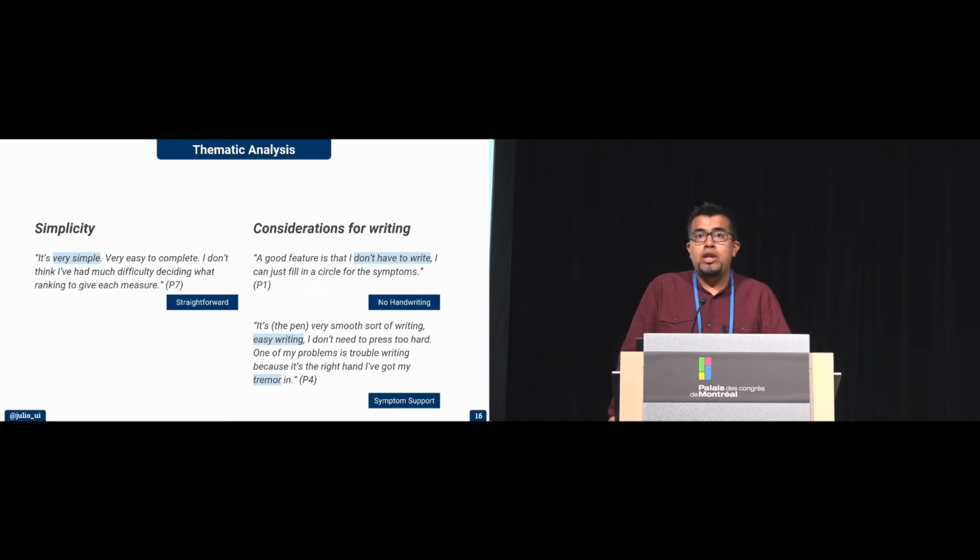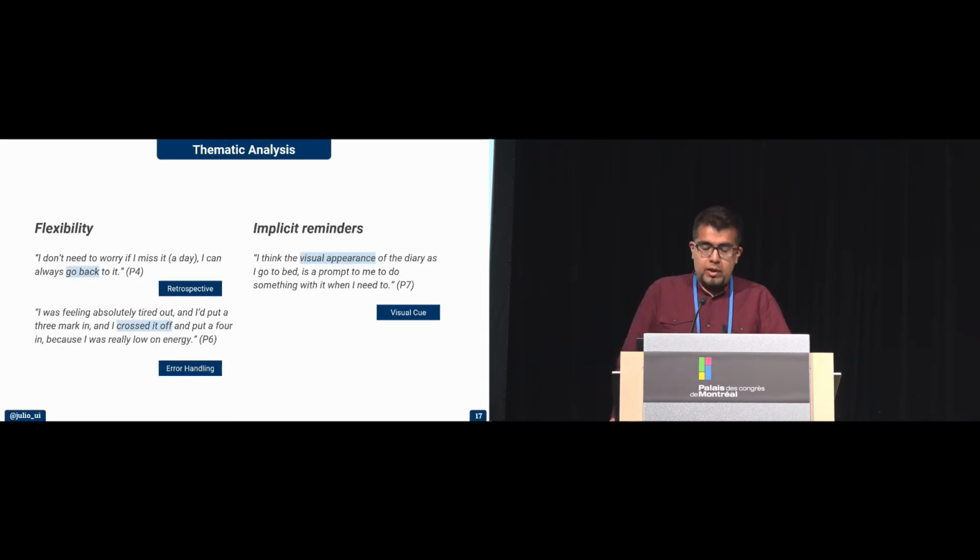Anecdotally, we knew that an ink gel pen could help with the tremor, but we think that this is probably more relevant for people with mild symptoms, although the idea could be adapted for people with more severe symptoms, maybe with a marker, perhaps. They also talked about the flexibility of the diary in terms of retrospective completion. So if they forgot to do it one day, they could just do it the next day. And in terms of error handling, if they made a mistake, they could just cross it off and move on.